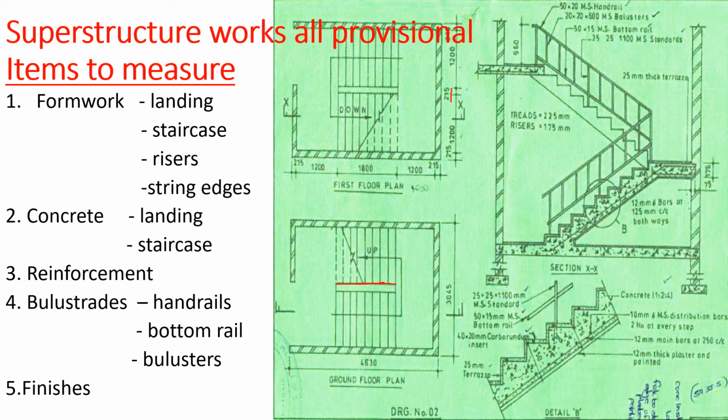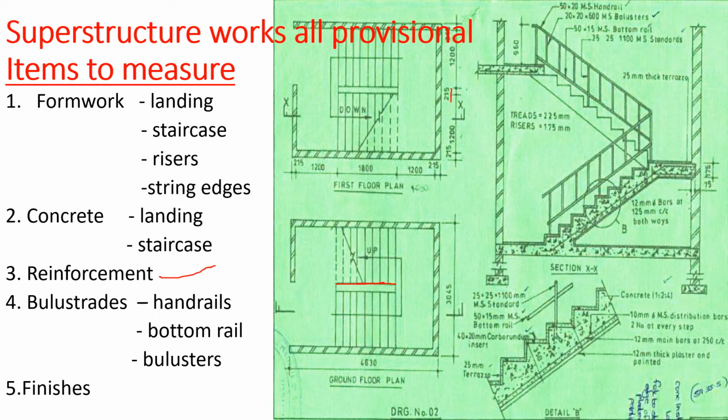And then after formwork, we are going to place our concrete. So we are going to take quantities of the concrete that is for the landing here and for the staircase, both for the first flight and the second flight. And then we are going to look at reinforcement, because we've been given the 12 millimeter bars here, and then we have the 10 millimeter mild steel distribution bars on the stairs.